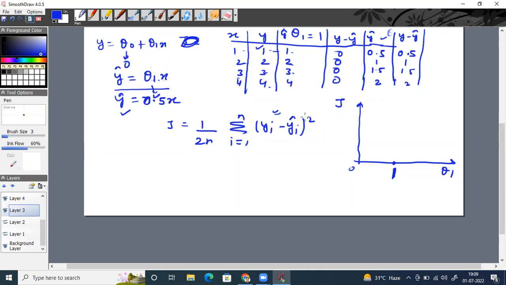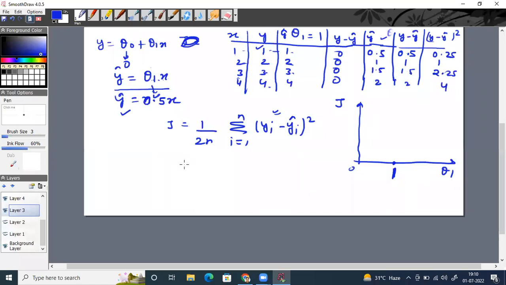But here what we need is the square of these. So let me do the square of these. What will y minus y hat square be? It will be 0.25, it will be 1, it will be 2.25, and it will be 4, right? Everyone? Tell me, right? Yes, sir.